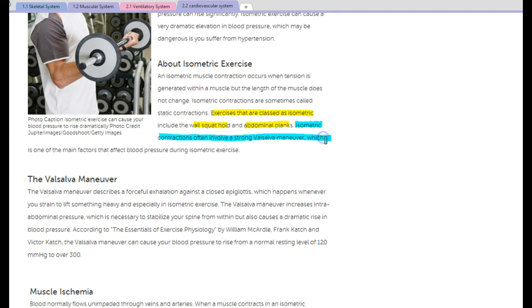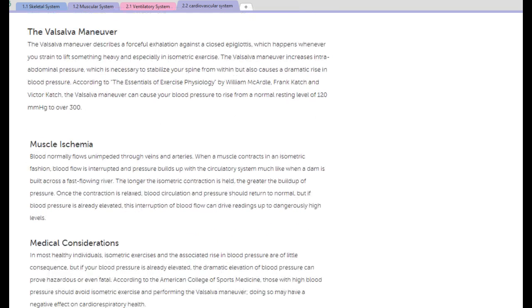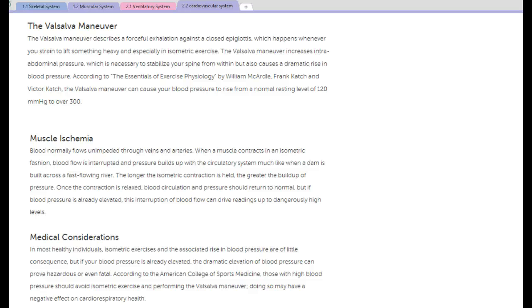They often involve strong Valsalva manoeuvres, and again, one of the main reasons why, as we've explained, Valsalva manoeuvre describes a forceful exhalation against a closed epiglottis. So we don't breathe out, but our muscles would respond as if we were breathing out. So it's really breathing in and then stabilizing our core.